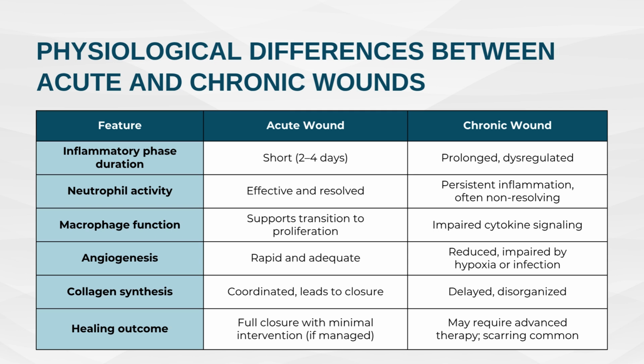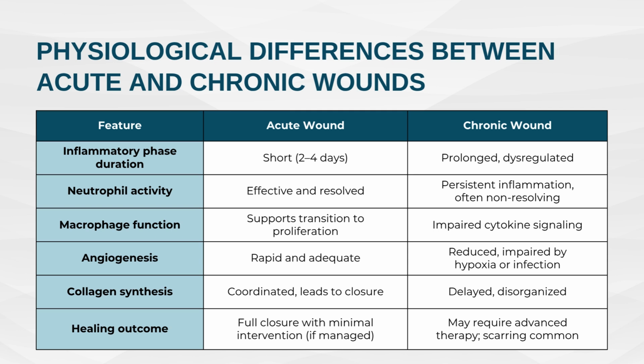Let's talk science, because understanding the biological differences between acute and chronic wounds helps you make smarter clinical decisions. In an acute wound, the body coordinates an efficient healing response. Neutrophils clear pathogens quickly. Macrophages transition smoothly into tissue repair roles. Angiogenesis forms new blood vessels rapidly. Collagen synthesis is organized and purposeful.